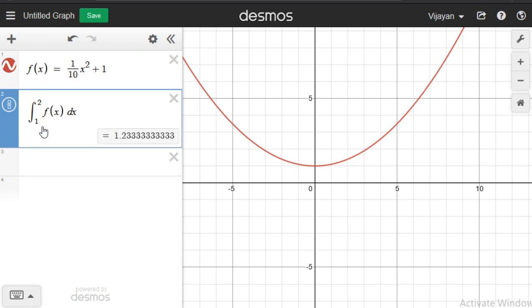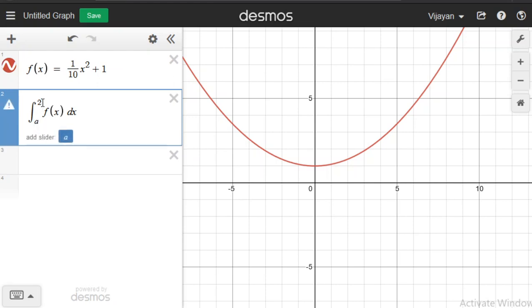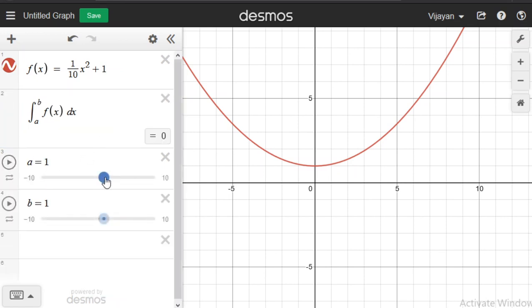The answer is changing. Now instead of writing the upper and lower bounds, I will write a and b, meaning I am giving constants, and these constants will come from a slider. So if I move the slider, as the values of a and b change, the value of the integration also changes.